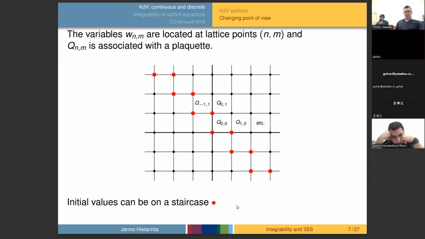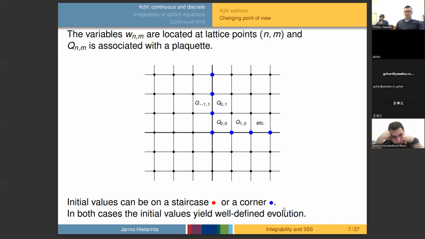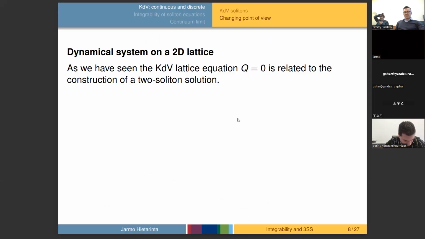Another way is this: we give the initial values on the square corner, or rather corner. And again here, once these are given, we can calculate that. Then we can calculate that. From these, we can calculate that. Then from these we can calculate that. So we can fill this one quadrant. So these are examples of initial values that give a well-defined evolution for us. There can be others as well.